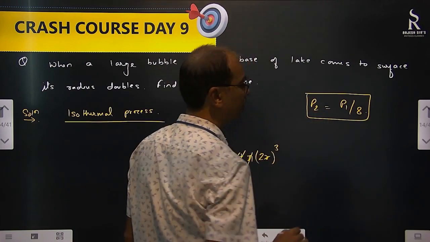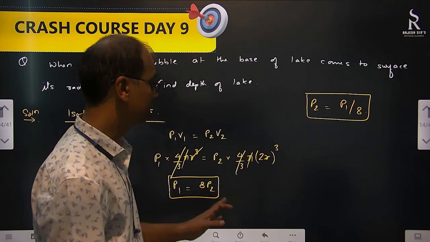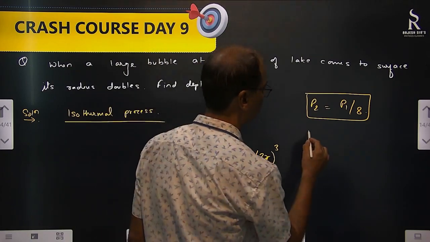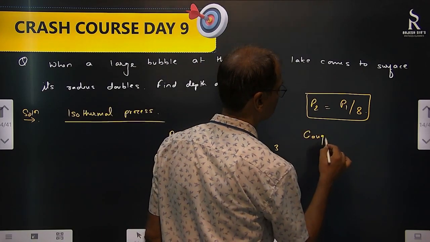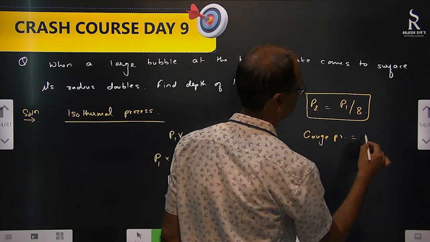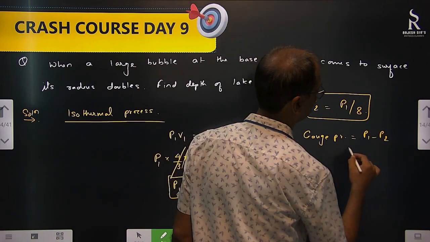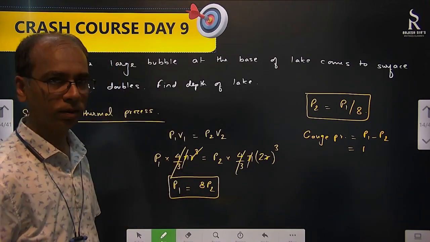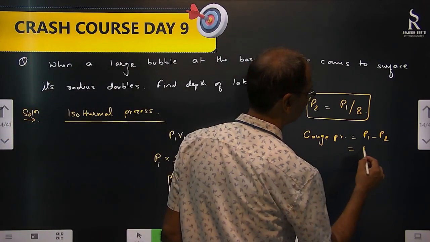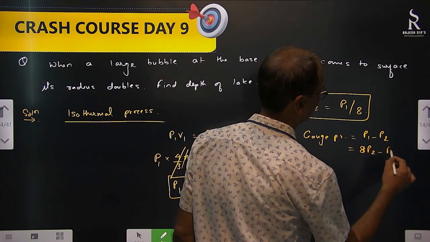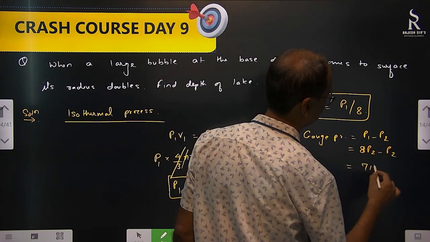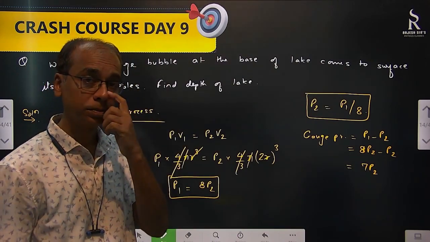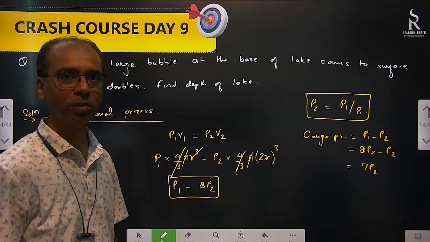Okay, now what about gauge pressure then? Gauge pressure will be obviously P1 minus P2. P1 is 8 P2, that we will say. So 8 P2 minus P2, what is it? 7 P2. And P2 is what? Atmospheric pressure. P2 is atmospheric pressure, right?